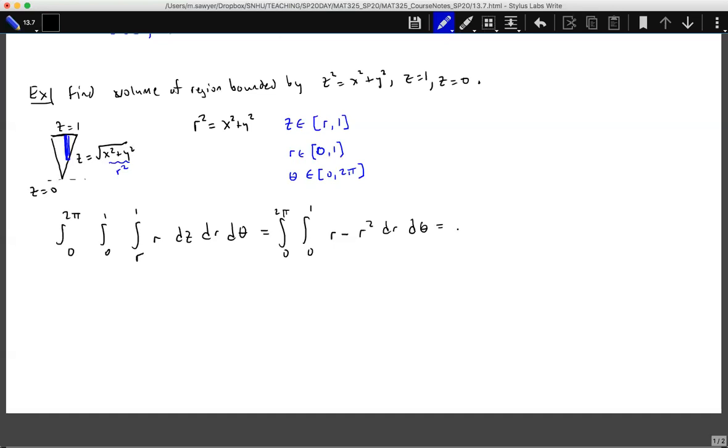So this gives us the integral from 0 to 2 pi of 1/2 minus 1/3 d theta, which gives us 1/6 times 2 pi, which gives us pi over 3 as the volume of this chunk of the shape. And so it's important to note here that what we did is we turned our shape, kind of a slice of a sphere, into cylindrical coordinates, and that made our life a lot easier.